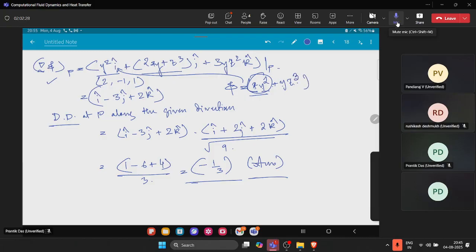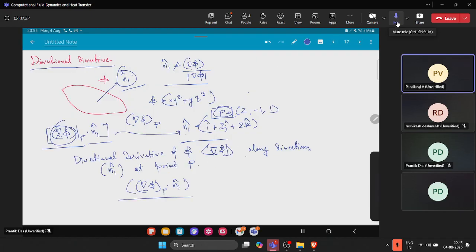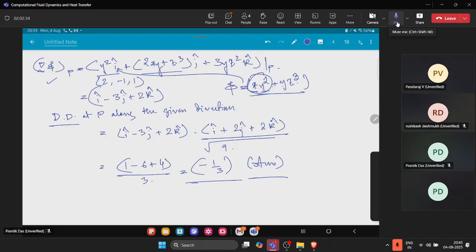Sorry, this should be z cube. I have given it to be z cube. So if I take the derivative with respect to y, it comes to be z cube plus z cube plus 3y z squared, taking the derivative of y with respect to that of z.